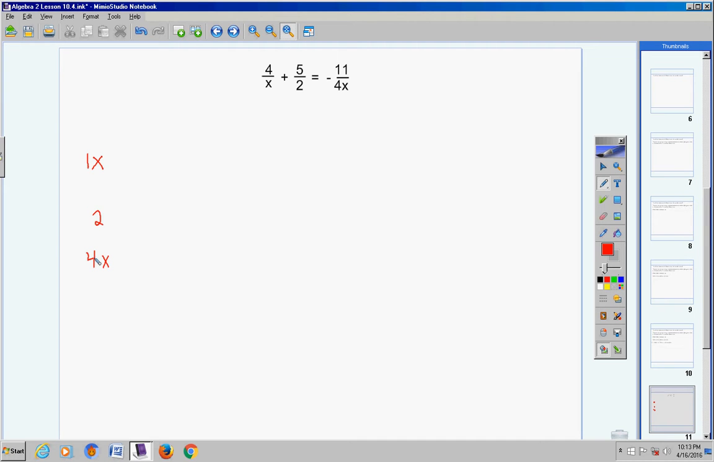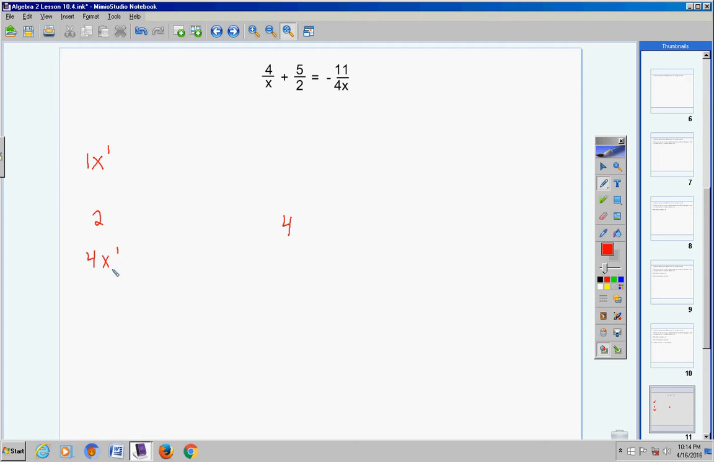What is a common denominator for 1, 2, and 4? 4 is. Now look at your x's. How many x's do you have here? 1. How many x's do you have here? 1. How many do you have here? None. Which denominator has the most x's?